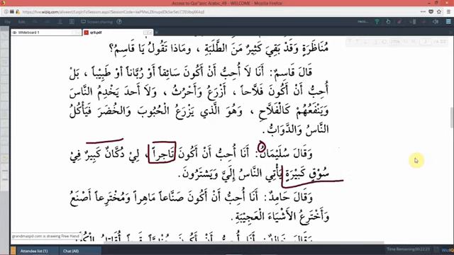And here, we see this ta marbuta. It reminds us that the word suq is feminine. Fi suqin. For me, I have a big shop, a big store inside a big marketplace.